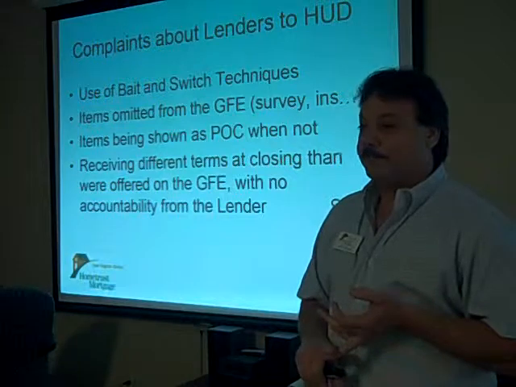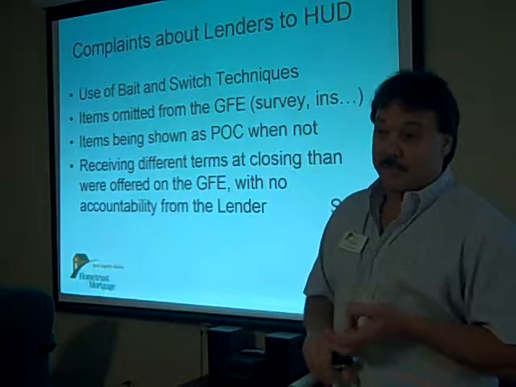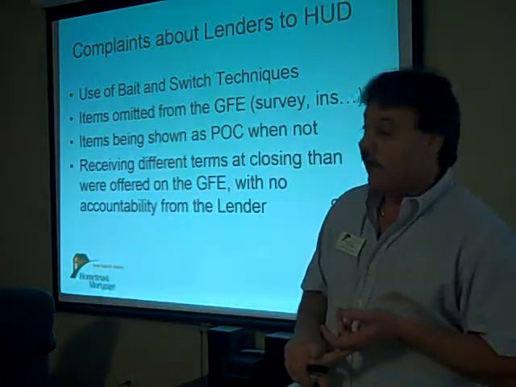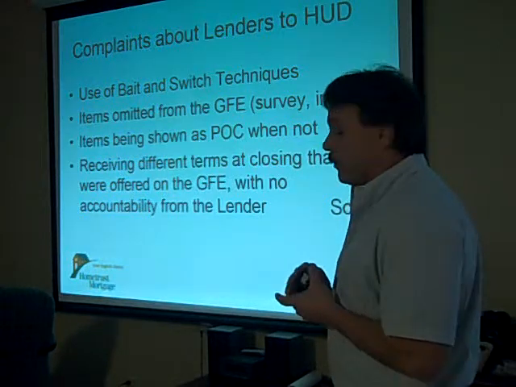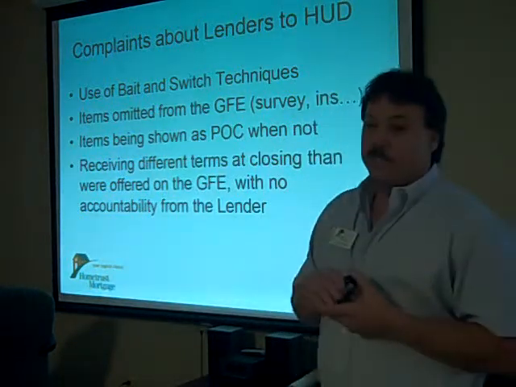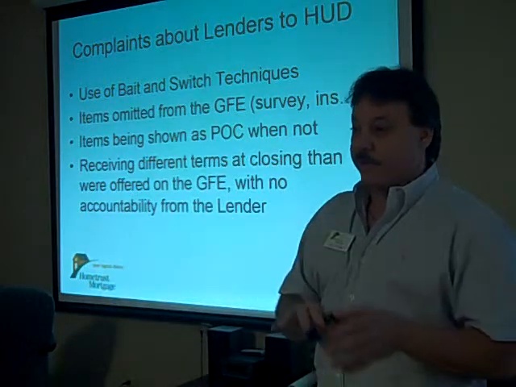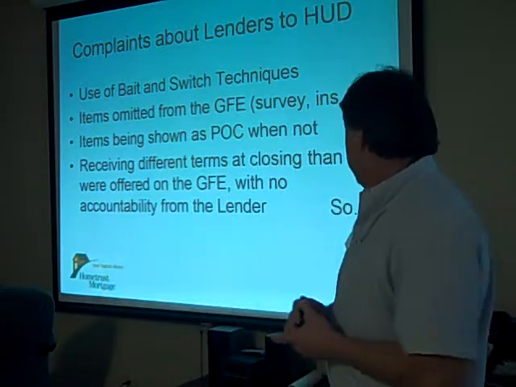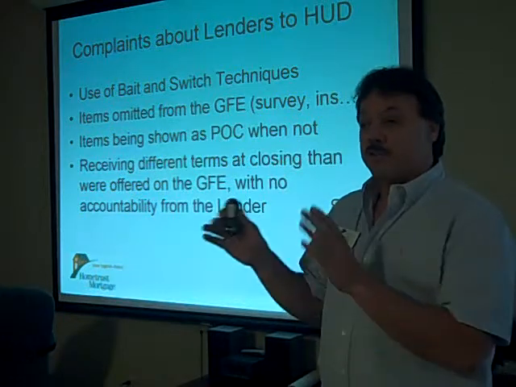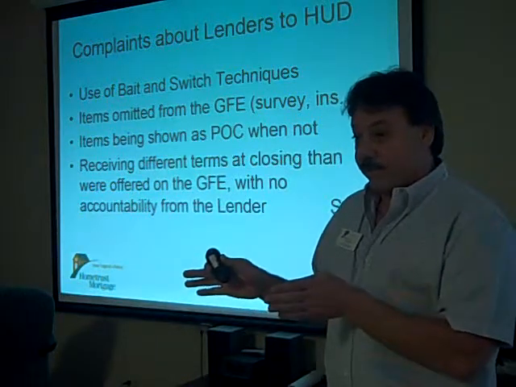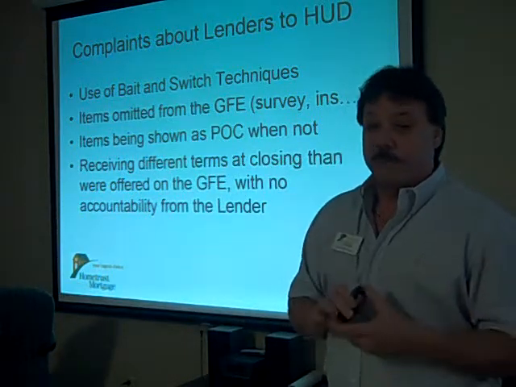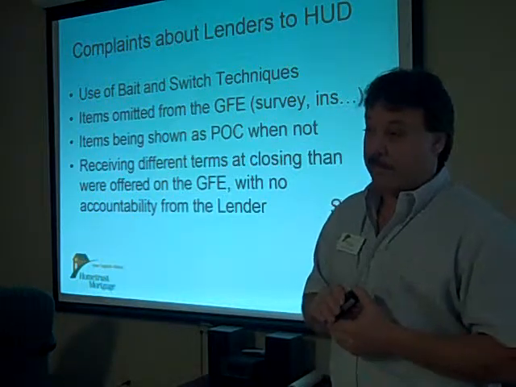Things like insurance not being shown, tax reserves not being shown, surveys not being shown. POC items, one of the techniques was to take the appraisal and credit report and show them already paid and not put them in the total, even though they hadn't been paid yet. And then just basically showing one set of fees and things on the good faith estimate, delivering something totally different at closing and not being there or around to be accountable for it.